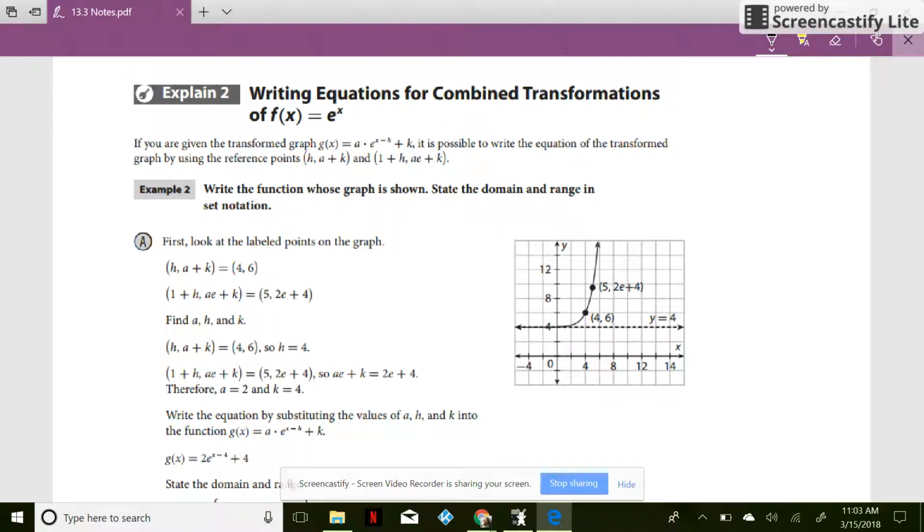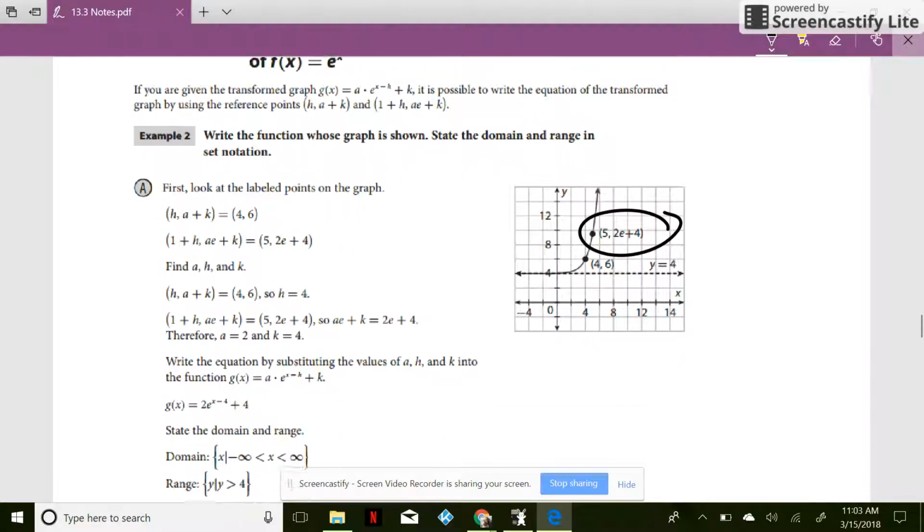Now, writing equations, again, it's all based off of those two reference points. Your horizontal asymptote is going to tell you your k value, and then the point closest to your asymptote is going to tell you your h value where you shifted left and right. And then the second point, the point that's further away from the asymptote, is going to tell you your a value.